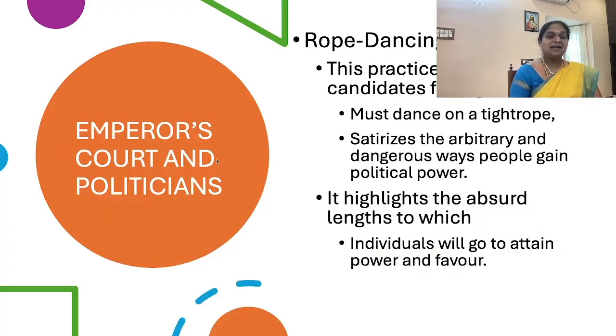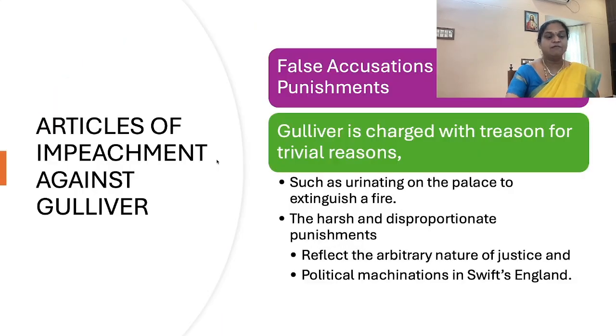Then you find that in the emperor's court, there is a rope dancing taking place, and this practice is meant for candidates who are applying for high office. It is meant for people who take up the highest positions in the bureaucracy, and if they have to get to that position, they must dance on a tightrope. This satirizes the arbitrary and dangerous ways in which people gain political power, and highlights the absurd lengths to which individuals can go to attain power and favor.